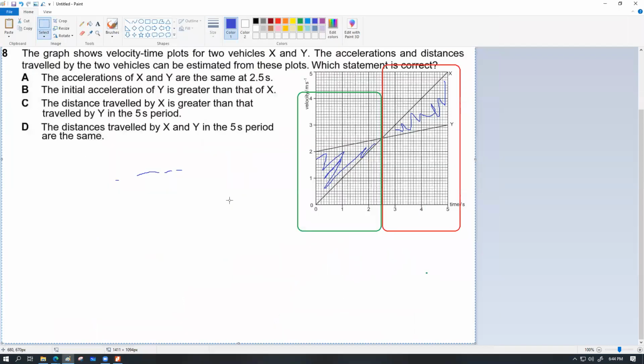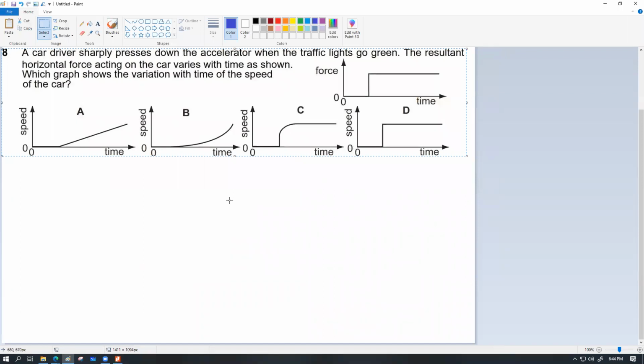This is a worthy question. Have a look at question number 32. A car driver sharply presses down the accelerator when the traffic lights go green. The resultant horizontal force acting on the car varies with time as shown. Which graph shows the variation with time t of the speed of the car? Time count starts when there was still a red signal, so the car is still waiting on the red signal without any problem.